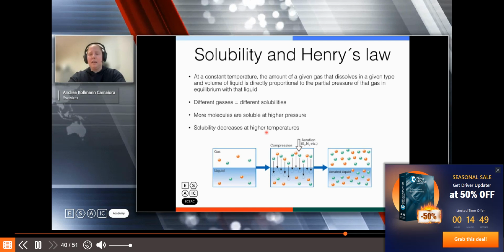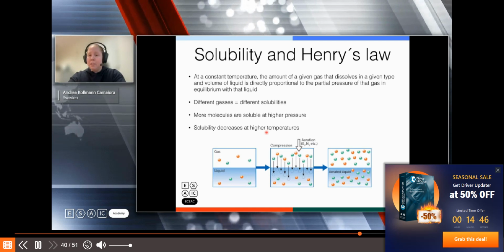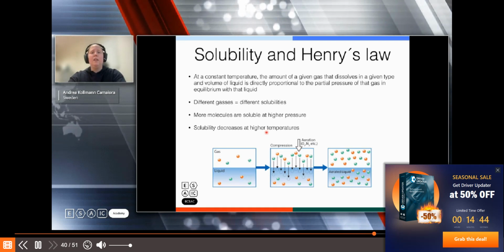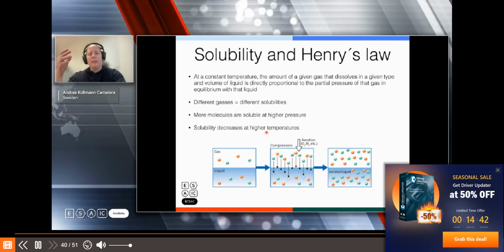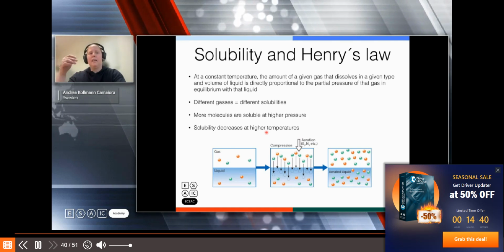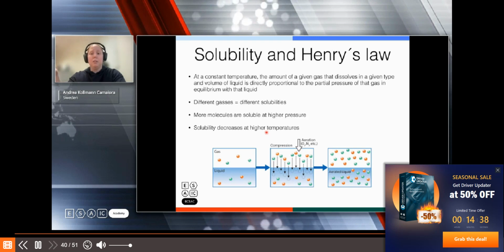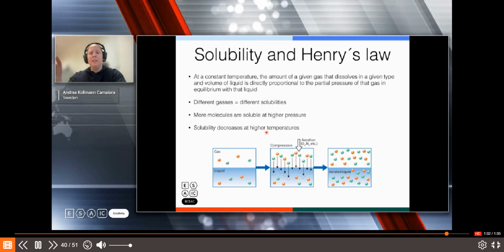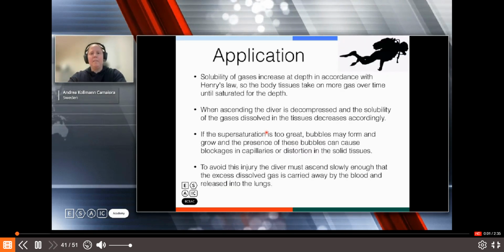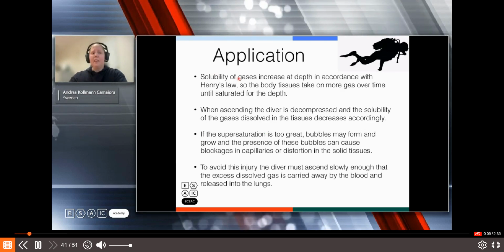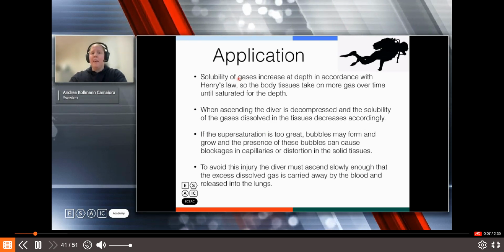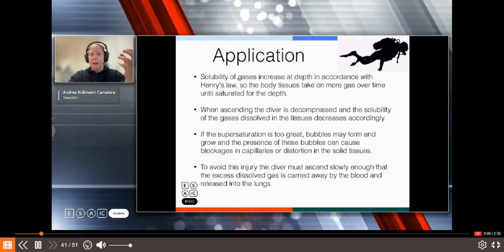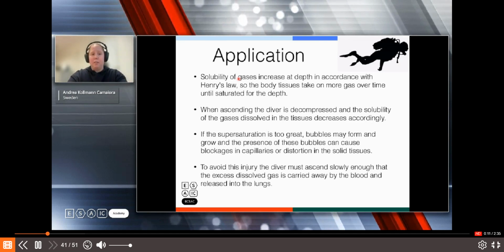So in the exam, a lot of questions have been asked, especially in part 1, about if I have increased temperature, I can increase the solubility, which is false. Higher temperature gives me less solubility, but higher pressure does give me higher solubility. And an application of this is diving. So the solubility of gases increases at depth in accordance with Henry's law.